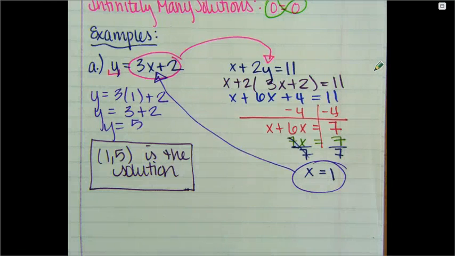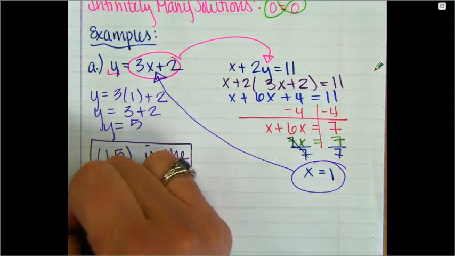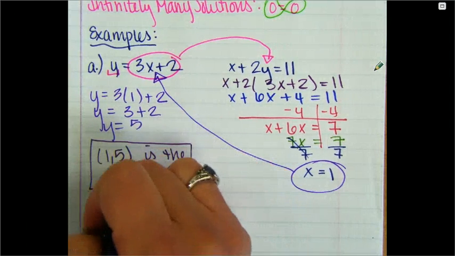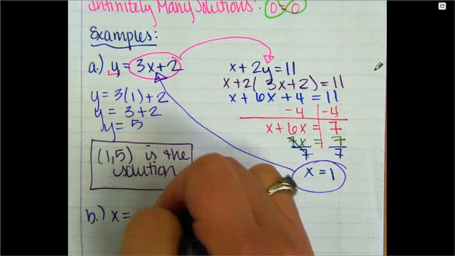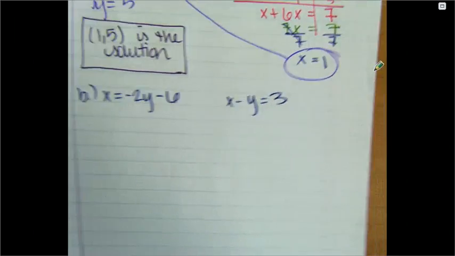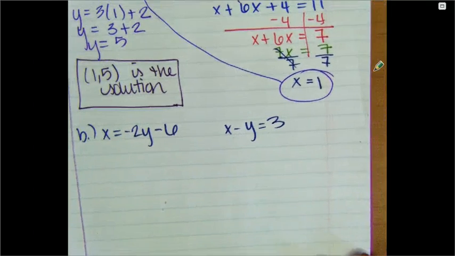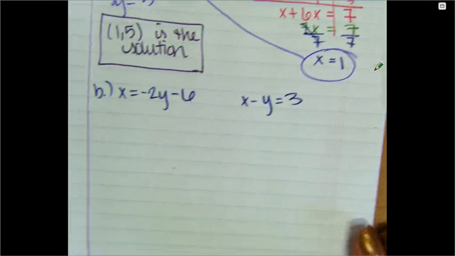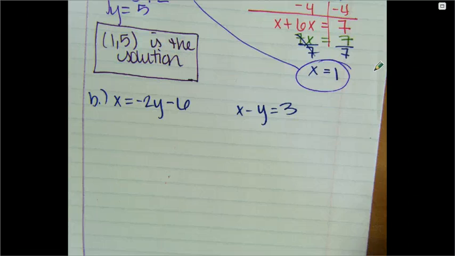All right, let's keep going. Let's do another one. x equals negative 2y minus 6, and x minus y equals 3. Why is it crooked?